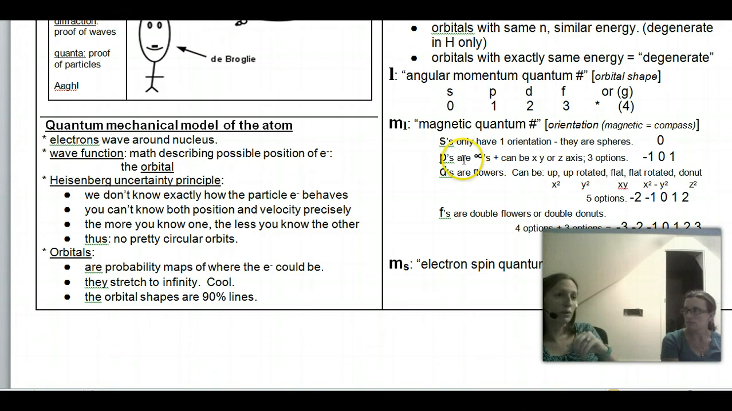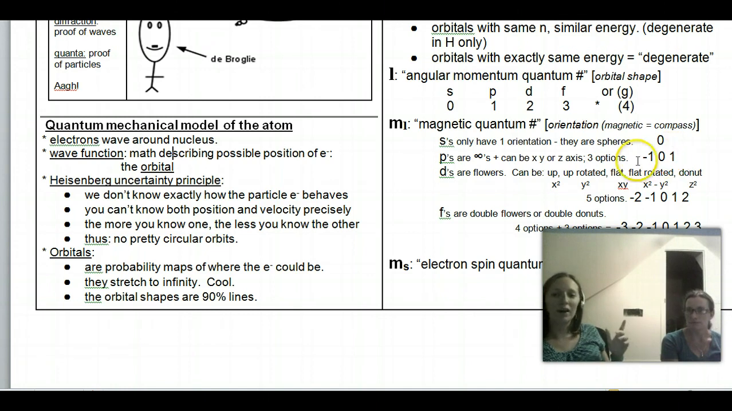If you've got p orbitals, there are 3 p orbitals. You can have a p orbital in the x-axis, in the y-axis, and in the z-axis. Those are numbered with 0 in the middle, and then the left one is -1 and the right one is 1. Again, why isn't it 1, 2, 3?